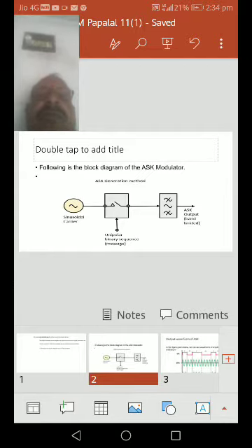ASK generation method: a sinusoidal signal, and we have to give the unipolar binary sequence of the message signal, and this is given to produce the ASK output, the band limited signal.